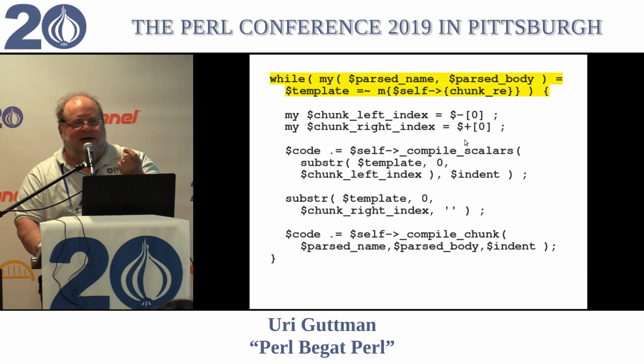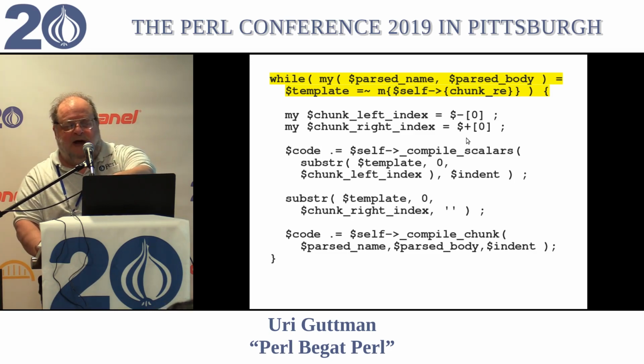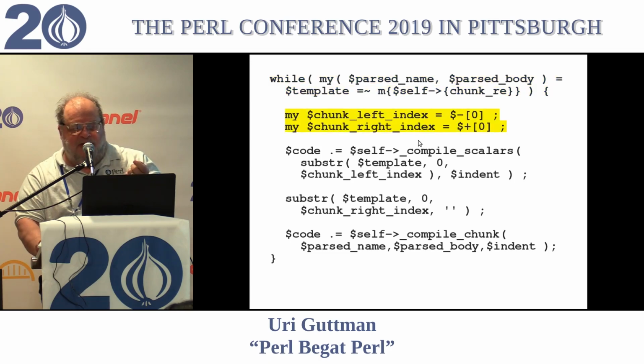Once we have that, I get the left and the right index of the chunk by using, who's ever used @- or @+? Okay, they're neat arrays that give you the indexes of all the things you've matched in a regular expression. The minus gives you the left location of a matched part, and the plus gives you the right location. I want to look at the first one because I want to get the parse body out. So now I know what the left side and right side of the chunk is.